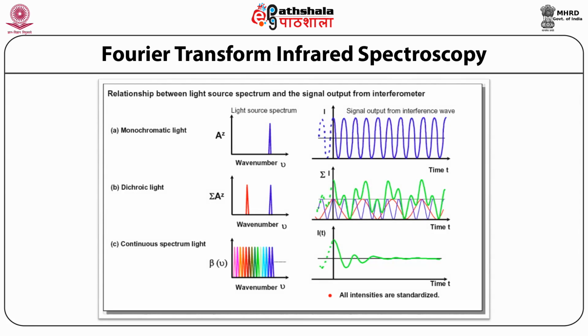We discuss Fourier transform IR spectroscopy, the relationship between the light source spectrum and the signal output from the interferometer. The light source may be monochromatic light, dichromatic light or continuous spectrum light, and these give different types of output from the interference wave after the Fourier transformation.